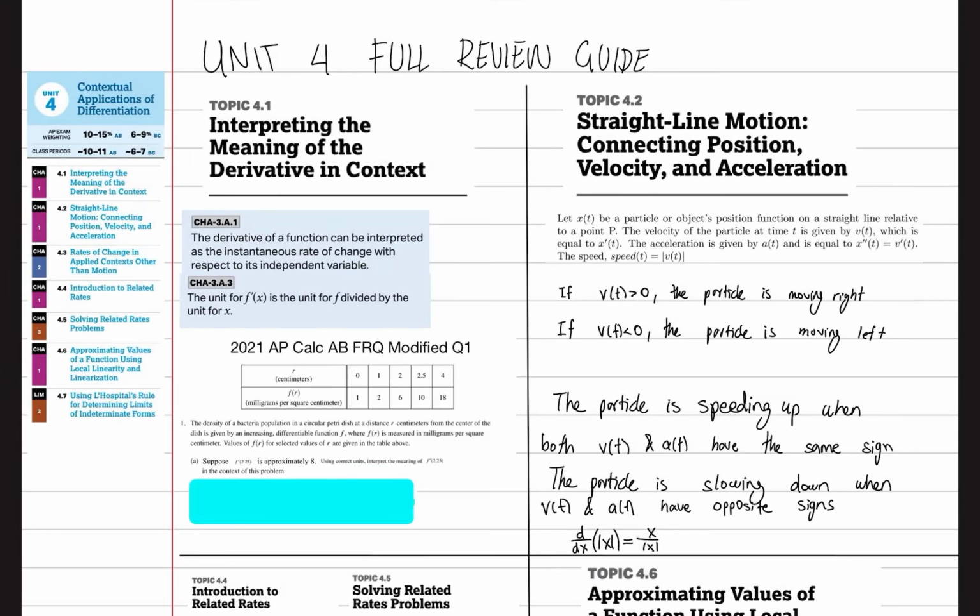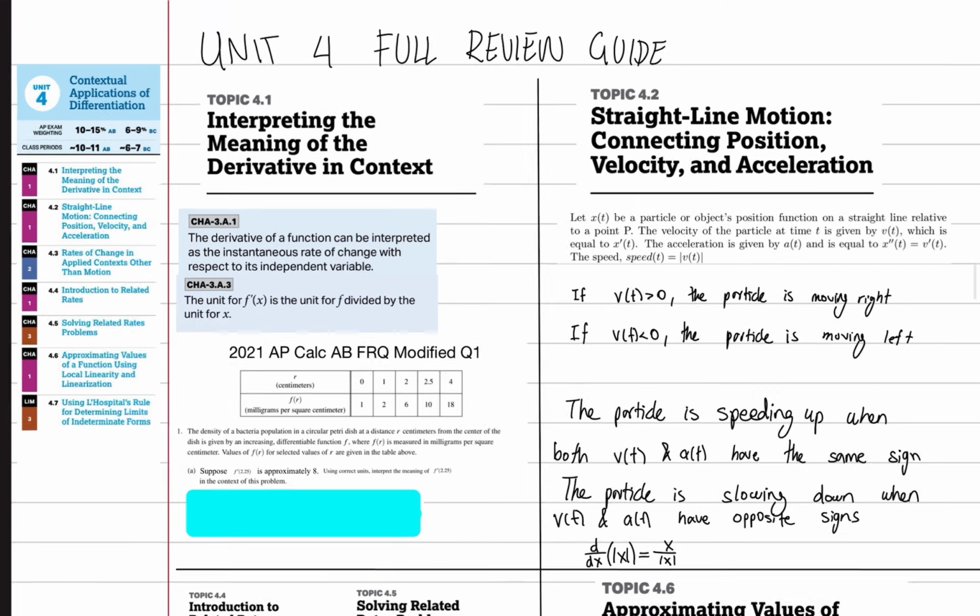Hello and welcome back. Today I'm going to be doing a Unit 4 full review guide for content. I'm going to be showing you all the content you need to know for Unit 4 of AP Calculus AB. Now, Unit 4 is quite short, with only 7 topics.